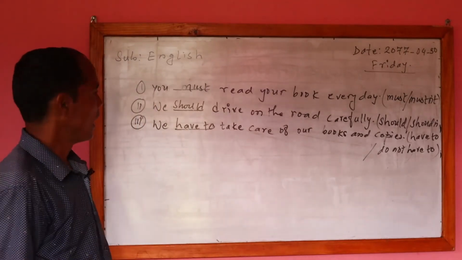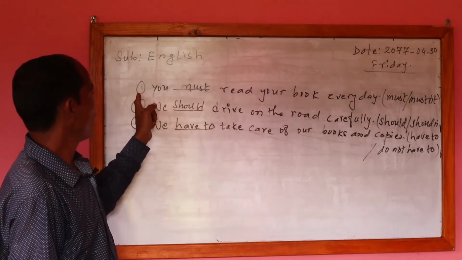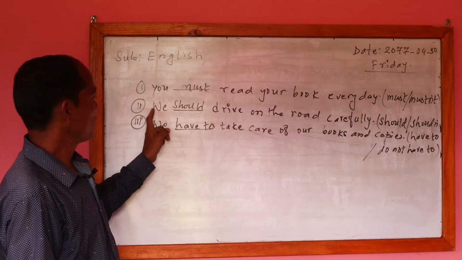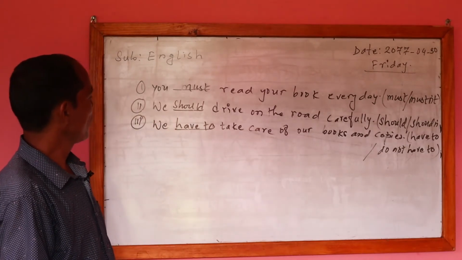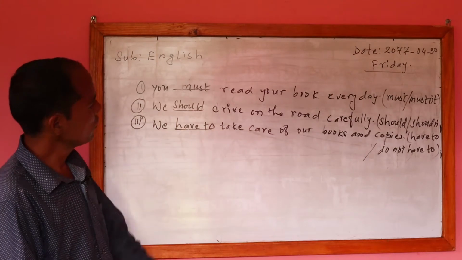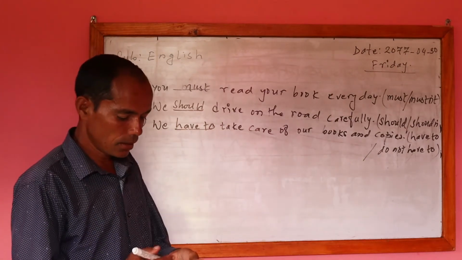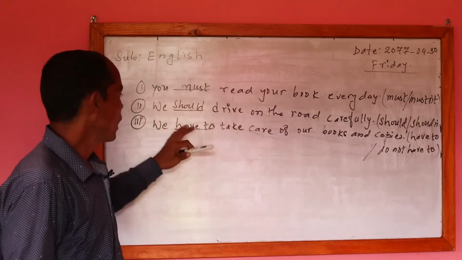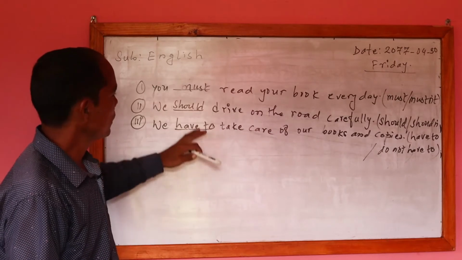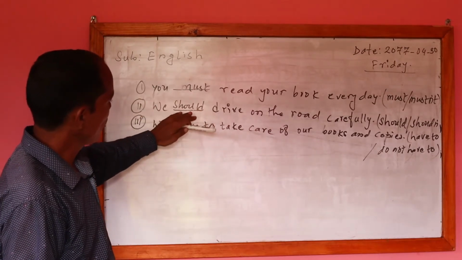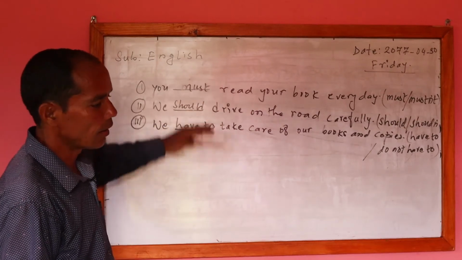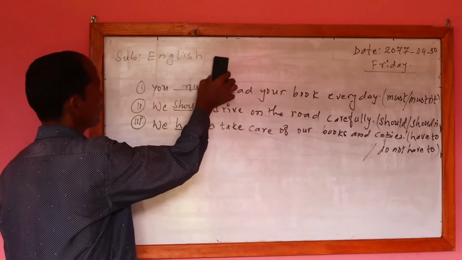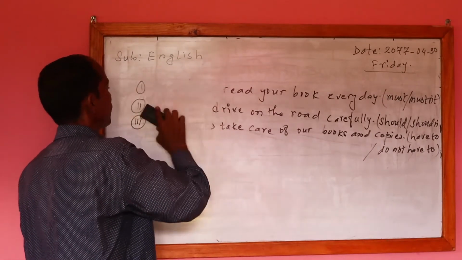In such a way I have given you here: in number one, you must read your book every day; in number two, we should drive on the road carefully; and in number three, we have to take care of our books and copies. Like this way, we can also create some new sentences ourselves. Here I fill must, here should, here have to. All are modal verbs. Class 8, do you understand? I think you are all clear about this one.